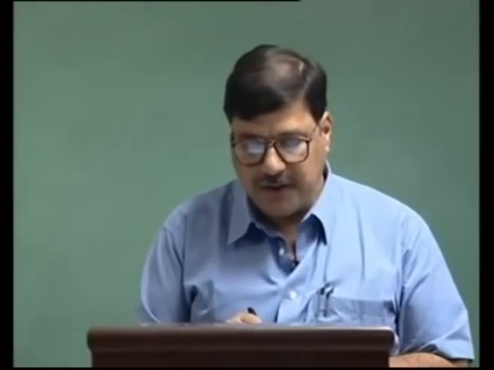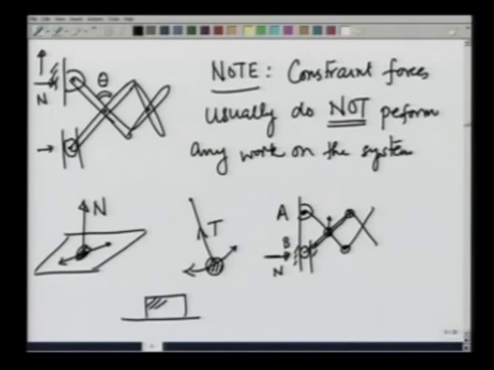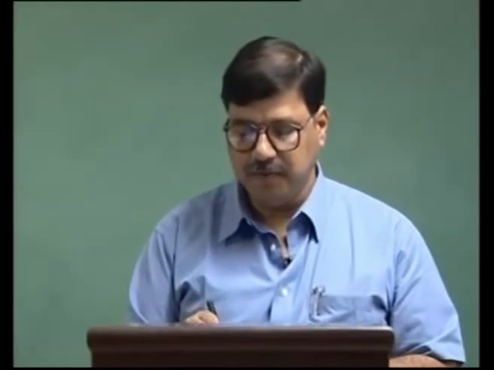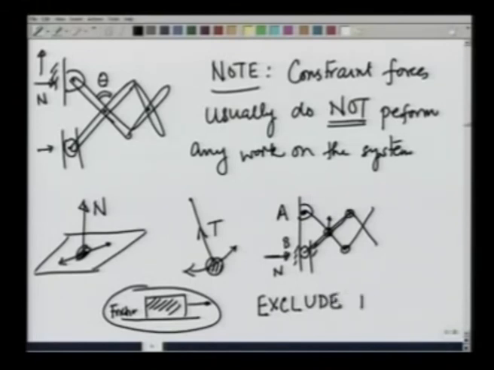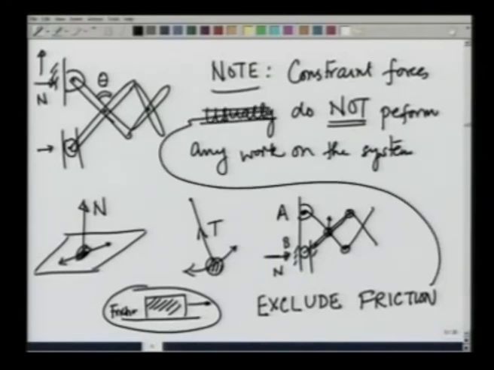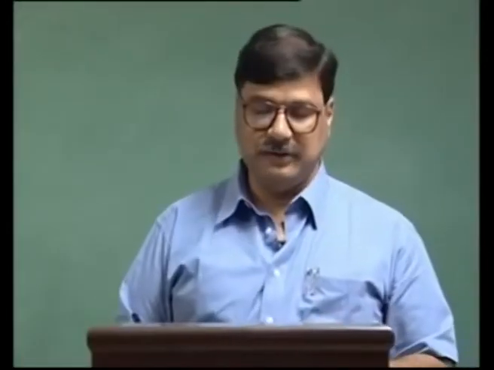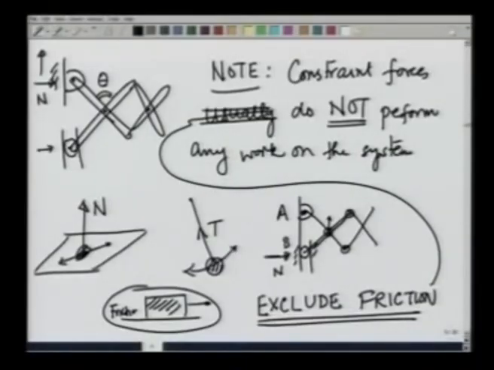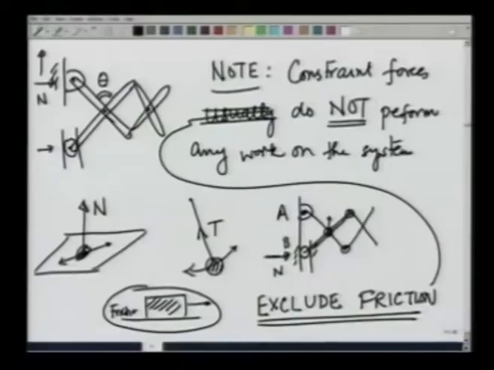Why I say usual is, if we have a frictional force as the constraint force, that does perform work when the system moves. Therefore, if we include friction, then I would say constraint forces usually do not perform any work. On the other hand, if I exclude friction, then I would say that constraint forces do not perform any work on the system. In my development, now, we will be excluding friction and deal with those constraint forces that do not perform any work on the system, and it is this observation that makes dealing with the system very easy.